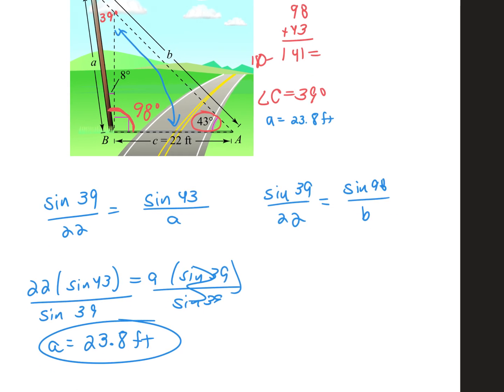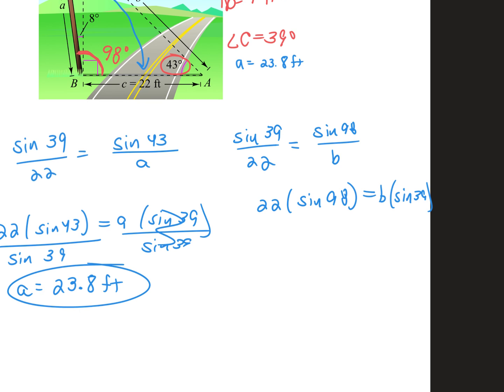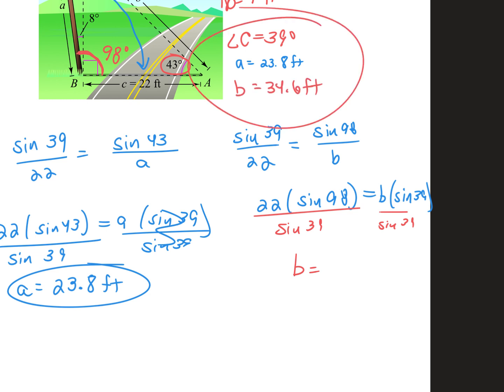And then we, again, cross multiply. So 22 times the sine of 98 equals B times the sine of 39. And what do I do to both sides? I'm going to divide by the sine of 39. So how long is B? 34.6 feet. Perfect.